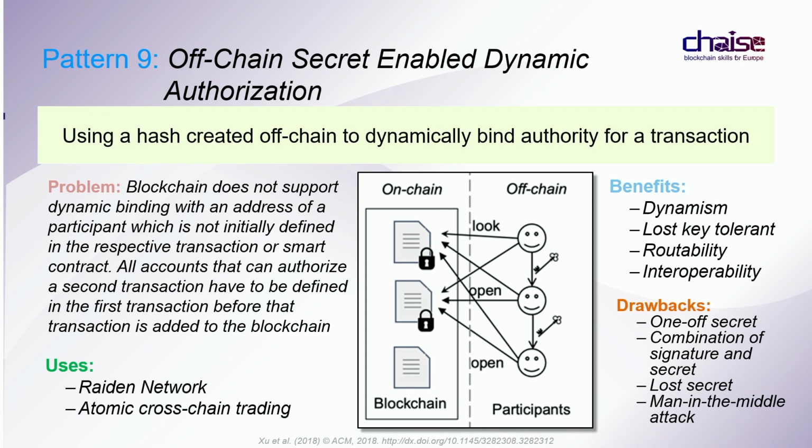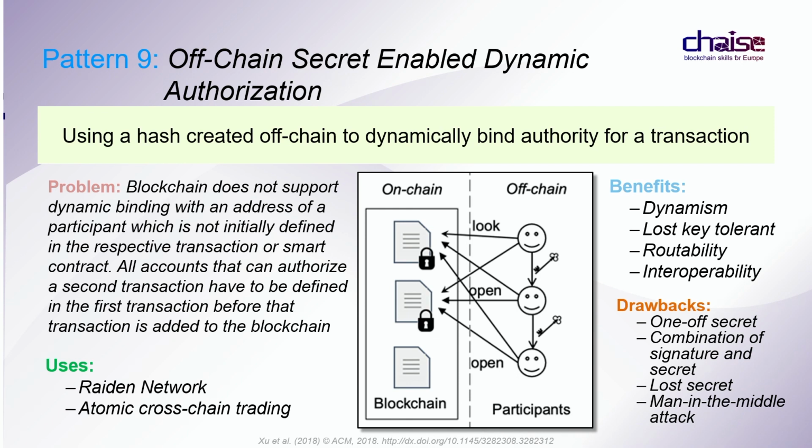Combination of a signature and secret. Because this pattern has the property that once the secret is revealed, any other transactions secured using the same secret can also be opened, sometimes the transaction protected by the secret should also be associated with the public key, so that both a correct secret and an appropriate signature with the respective private key are required to authorize the transaction.